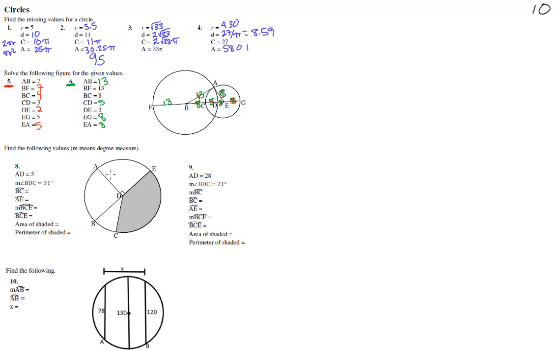It says that AD is 5. So we have the radius of the circle is 5. Now this has M. M means degree measure. So the measure of angle BDC is 31. And the trick here is that this central angle is the same as this arc measure out here. So those two are the exact same things. When we get BC, notice it's not asking for the measure of arc BC, but we're going to have to find that actual length there in just a minute.